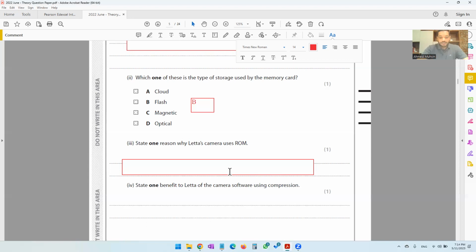So let's put the answer over here. You can say the ROM chip will be used to store a program called BIOS, which will define how the camera starts up. That's it.